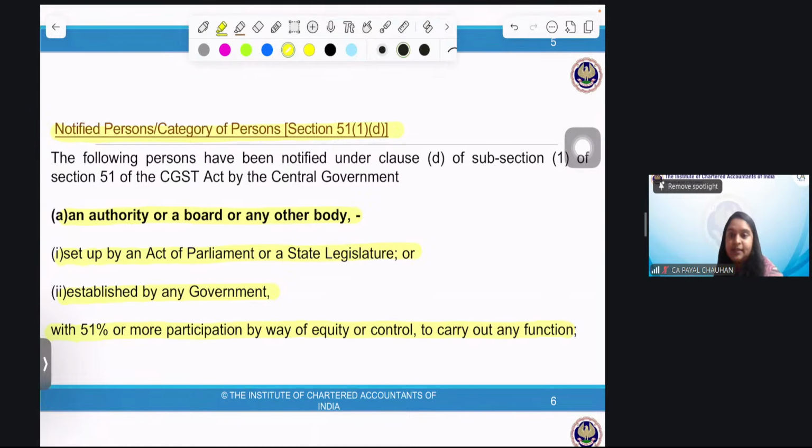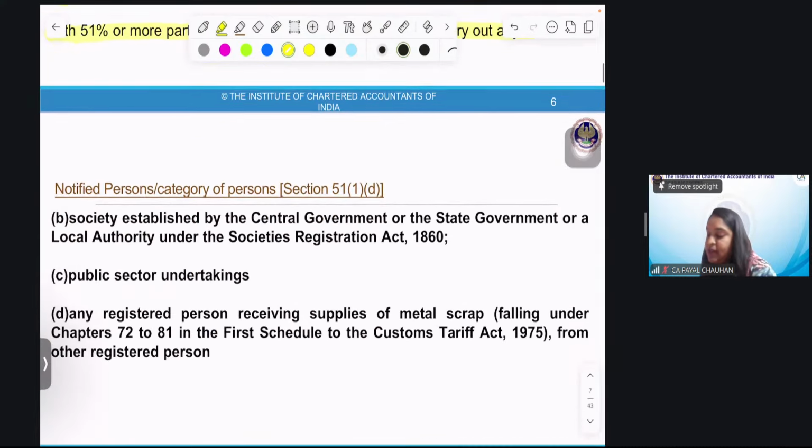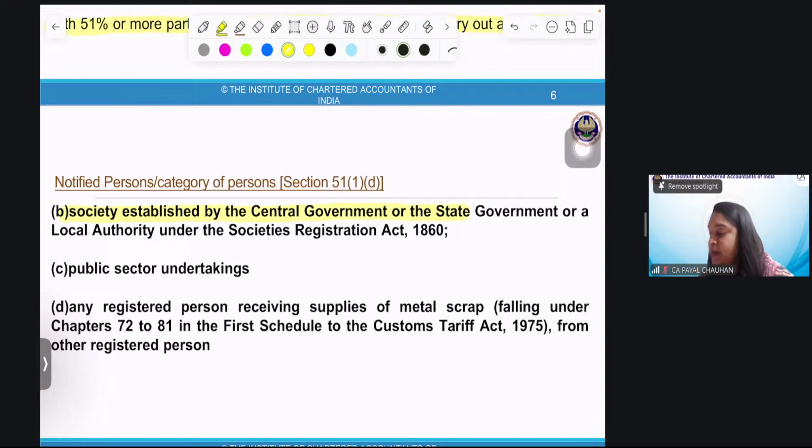See, we have central government, state government bodies, then we have local authorities. And we have other notified persons also. In the notified person, there are categories of people. If a board or an authority set up by central government or a state government or by any government where 51% of the control rests with the government. Then we have society established by the central government or state government or a local authority under the society registration. So if you are a society but you are established by central government or state government, then also you come under the ambit of DDO. Public sector undertakings, PSU is very famous, right? Those also come under DDO.